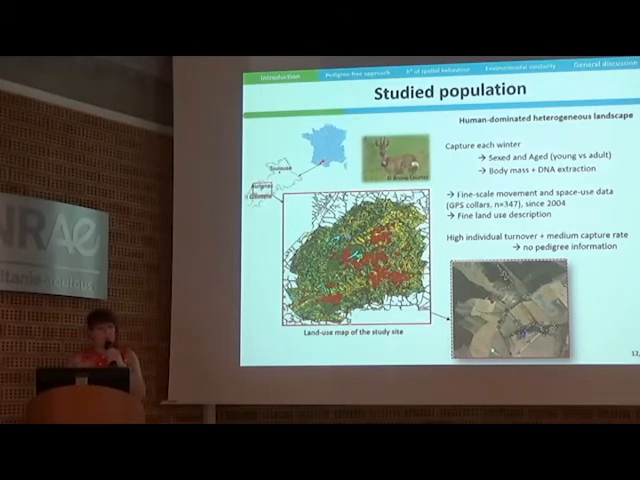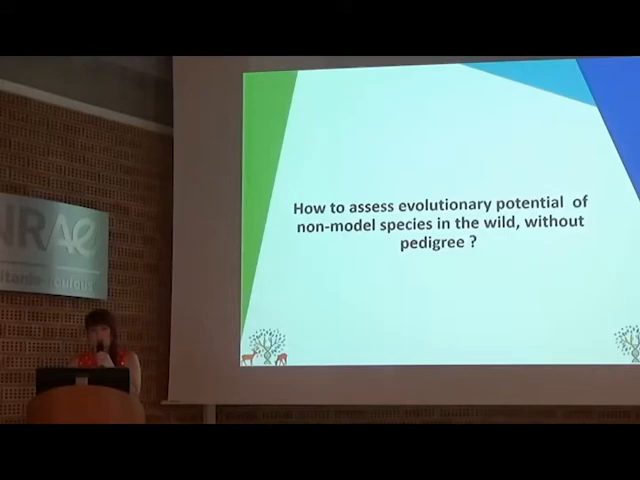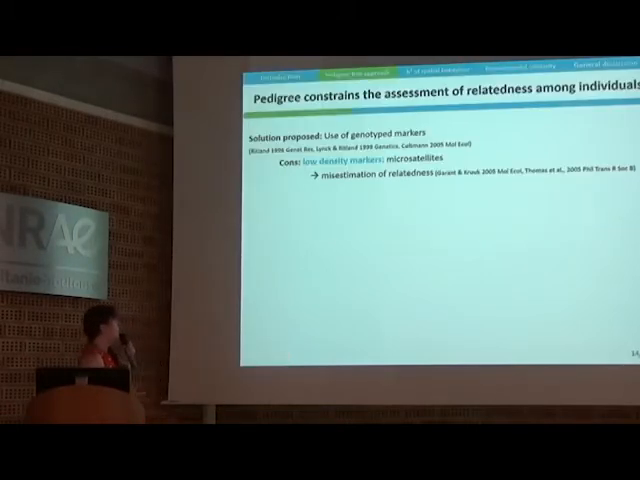So the problem with this population is that, due to a high individual turnover and a medium capture rate, it's not possible to have access to a pedigree. And that's why I would like to talk about that. As I told you, pedigree might be quite constraining to assess relatedness among individuals.